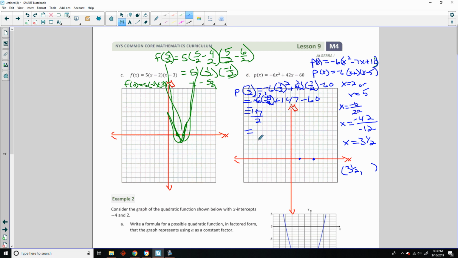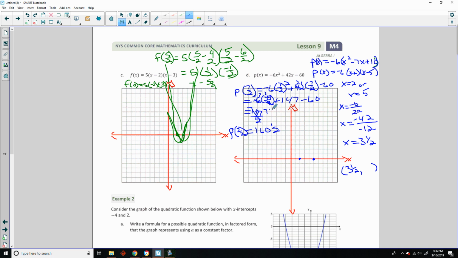Hey Siri, what's 73.5 plus 147? 73.5 plus 147 is 220.5. Hey Siri, what's 220.5 minus 60? 220.5 minus 60 is 160.5. Okay, so this is wrong here.